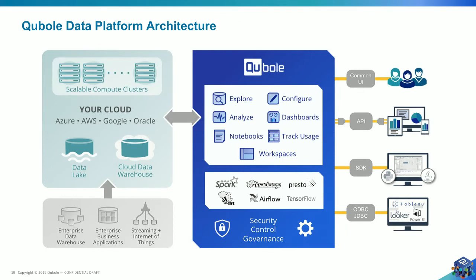So if you look at this platform, what typically happens is you see Qubole in the center of this diagram. And on your left, you have your own account, whether your account is in AWS, Google GCP, Azure, or Oracle. Qubole becomes an orchestration engine for your cloud. So what Qubole is able to do is create and scale up the compute cluster within your own account.